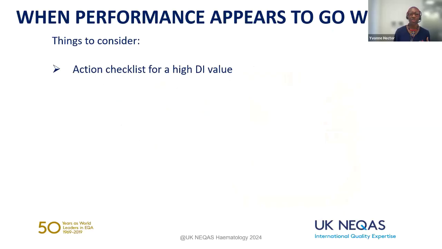So when we're looking at performance and it appears to go wrong, there are a couple of things that you as participants, in conjunction with us at UK NEQAS, can look at to identify where things have gone wrong. For example, when you've got a high DI, we can look at excluding pre-analytical blunders. As you saw when I provided the spread of data in the previous slides, when we're looking at high CVs, for example, when going through our statistical analysis process, I will go and look at the spread of data.